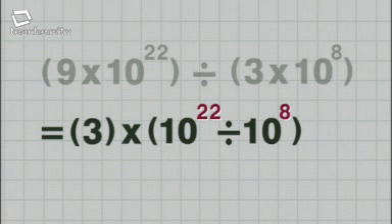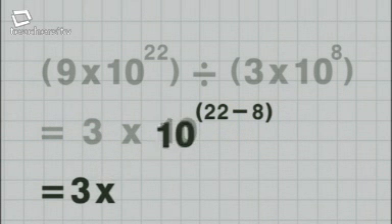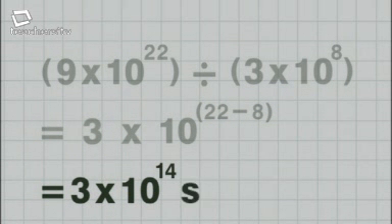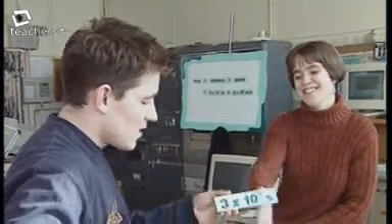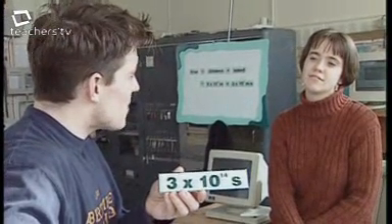Again, this is where you need to be careful. When dividing powers, you subtract them, which in this case is 22 minus 8, to give a final answer of 3 times 10 to the power of 14 seconds. So that's 3 times 10 to the power of 14 seconds. But what does that mean?